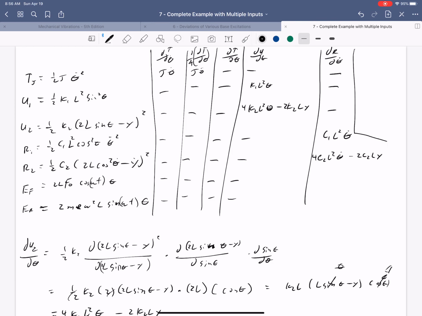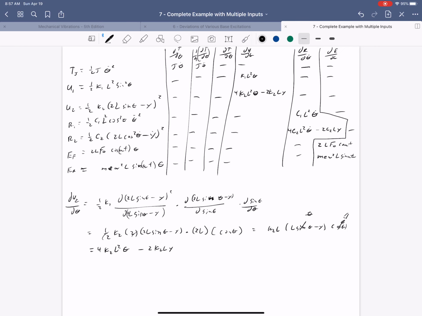And then dE/dθ. Of course, the only thing that depends on θ is right here. So that just goes back to the moment, 2L F naught cosine ωt, and let's get rid of that 2. Okay, and this becomes M E ω squared L sine ωt. Okay?